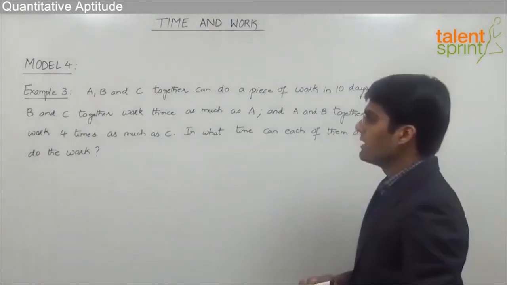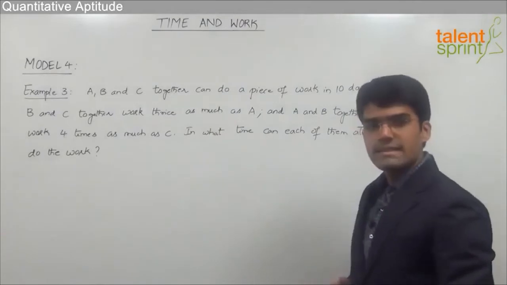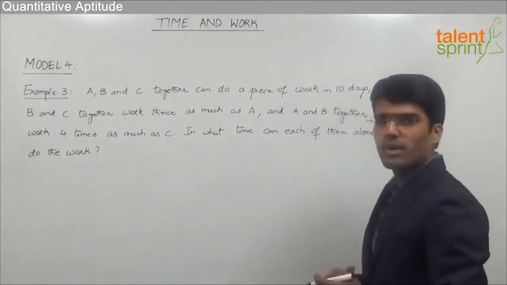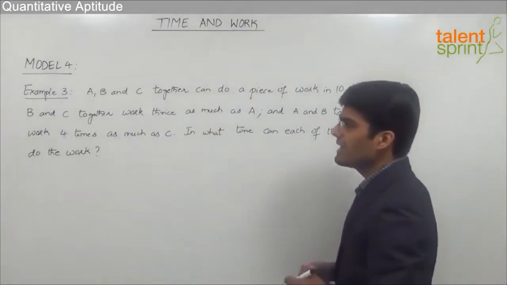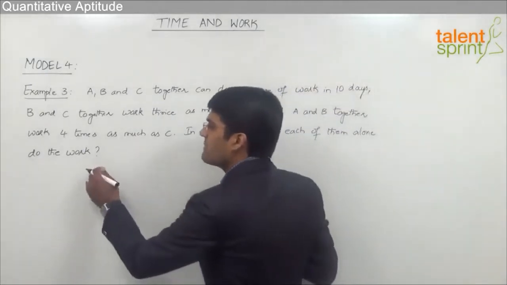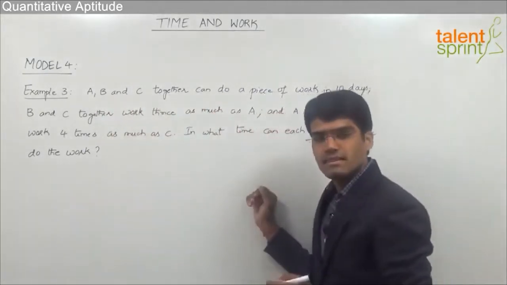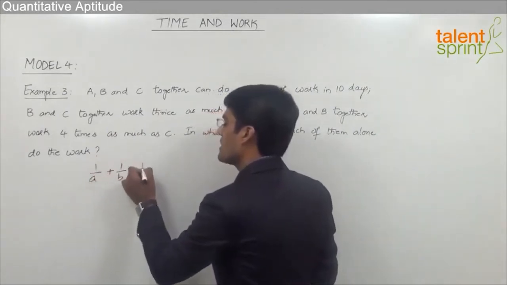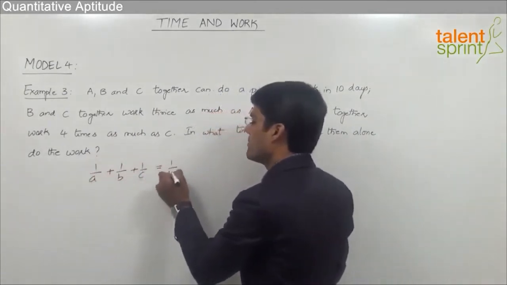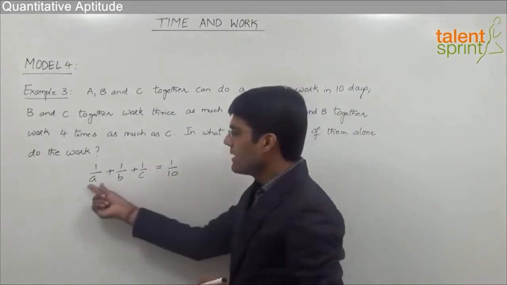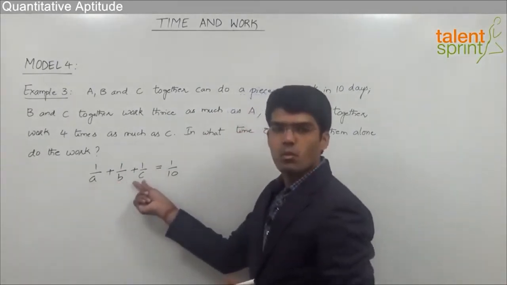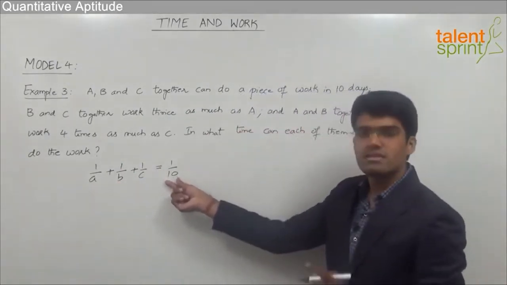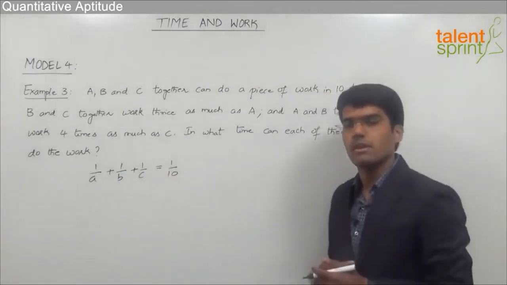The first statement here is A, B and C together can do a piece of work in 10 days. So assuming that A takes A days, B takes B days and C takes C days, we can say that 1/A + 1/B + 1/C should be equal to 1/10. This is nothing but the work done by each one of them in one day, and that is the total work done in one day when all three of them work together.